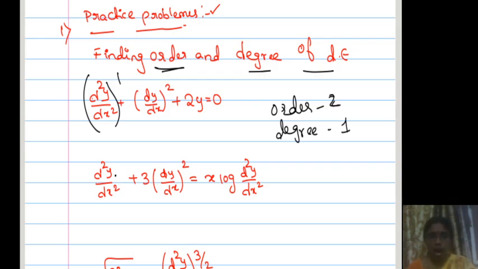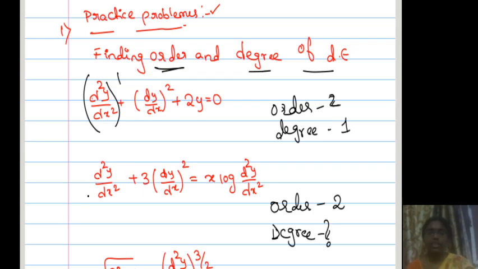Next question. Tell me the answer here. d square y by dx square plus 3 into dy by dx whole square is equal to x log d square y by dx square. First, the order. Tell me the order. Speed up, answer. Yeah, very good. So what is the order here? 2. Because for order there is no need to check anything, whether it is a standard polynomial of derivatives or has powers like that. No need to check anything. Directly, the highest derivative in the differential equation is 2. That's why the order is 2. What about the degree? Tell me here.